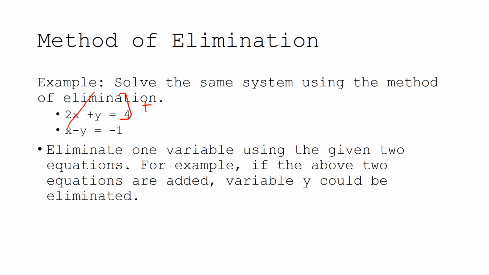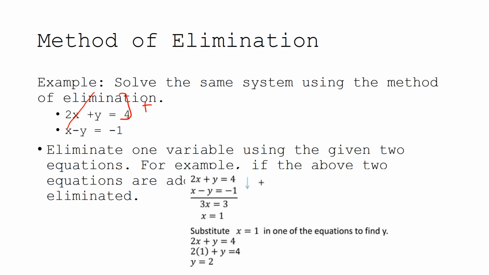And then I'm going to end up having one equation and one unknown, which is x. I can solve for x. And once I have a value for x, I can use either of the two equations to solve for y. So let's see this example in more detail.